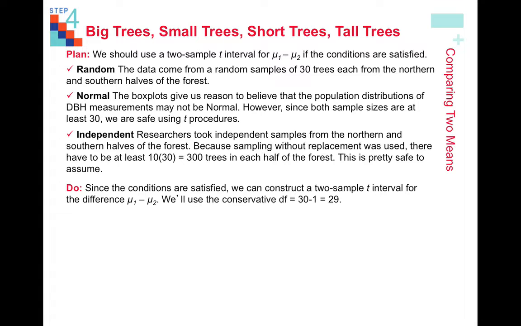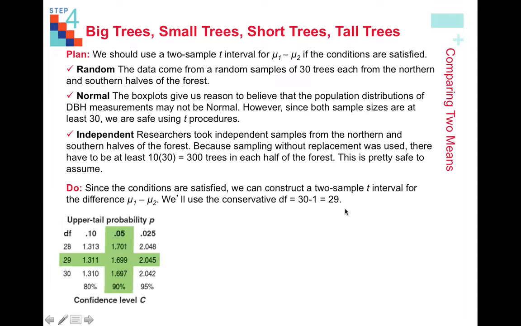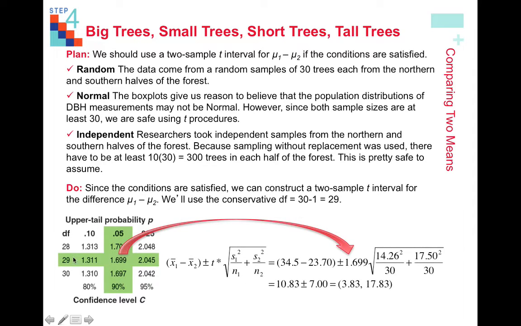For the degrees of freedom, they're going to use the conservative method and go with the sample size minus 1. They're going to look up the critical value in the table, and they're going to plug everything into the formula.